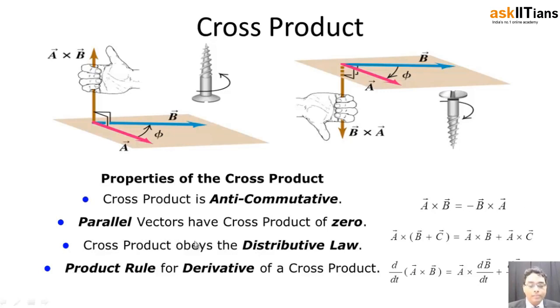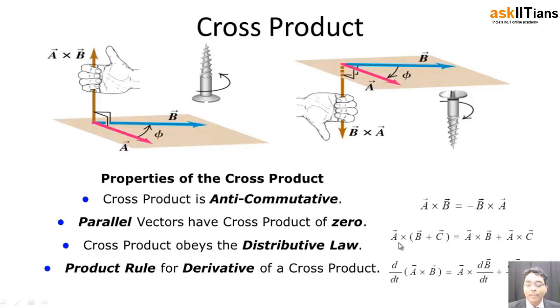Further, parallel vectors have a cross product of 0. That's what I mentioned, that if you have two vectors which are making an angle 0 between them, in that case the net resultant of them is going to be 0. Further, the cross product obeys the distributive law, which goes like this.